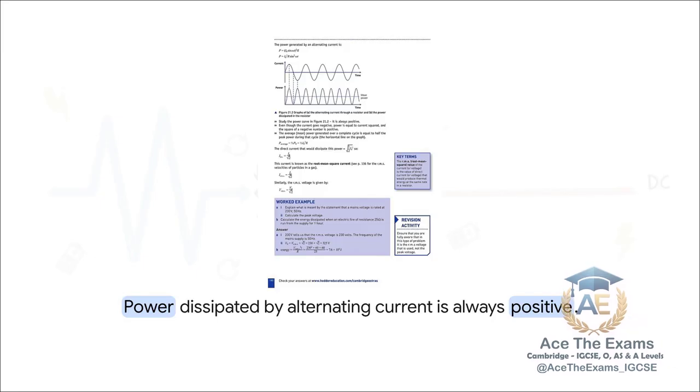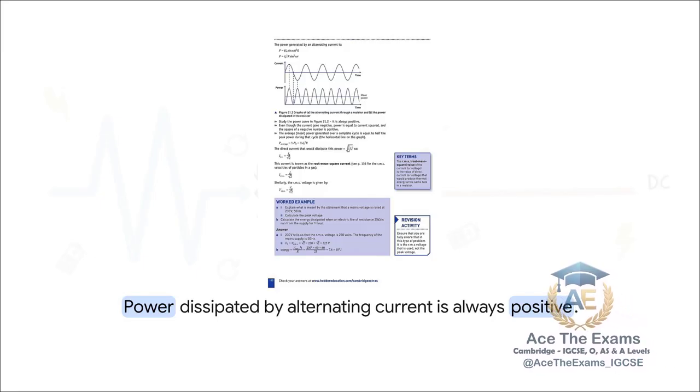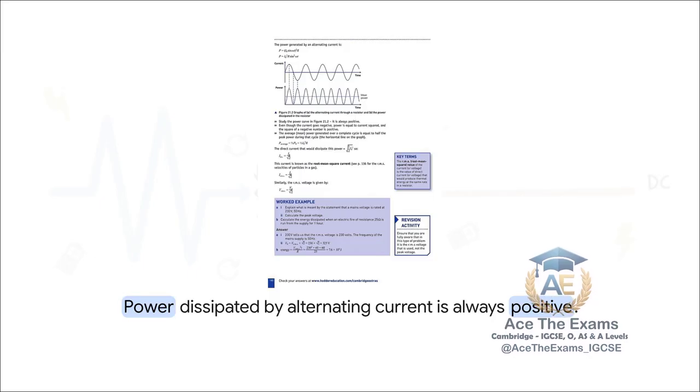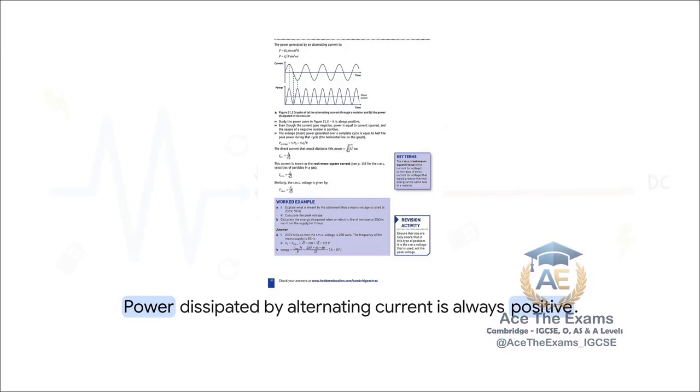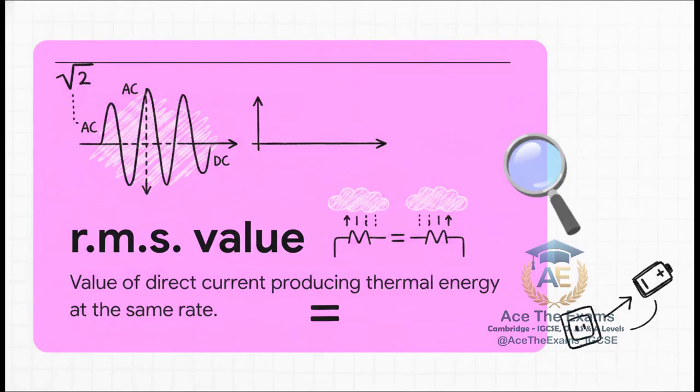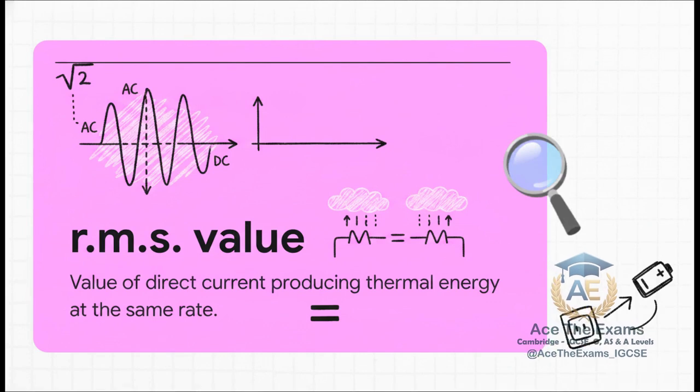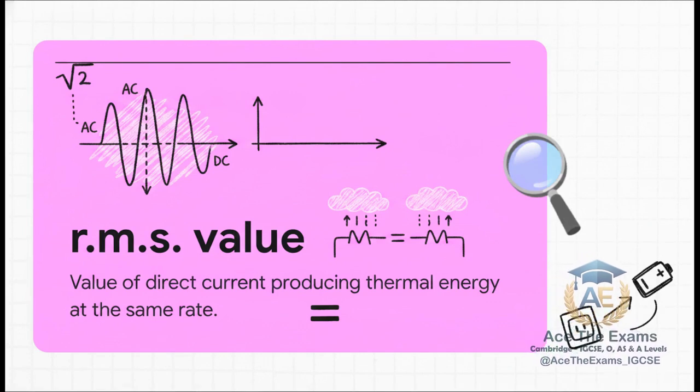Notice also a key detail examiners love to test. The average or mean power generated over a complete cycle is exactly equal to half the peak power during that cycle. Now, because the current and voltage are constantly changing, we need a standard way to compare an AC supply to a DC supply. Enter the RMS, or root mean square value.